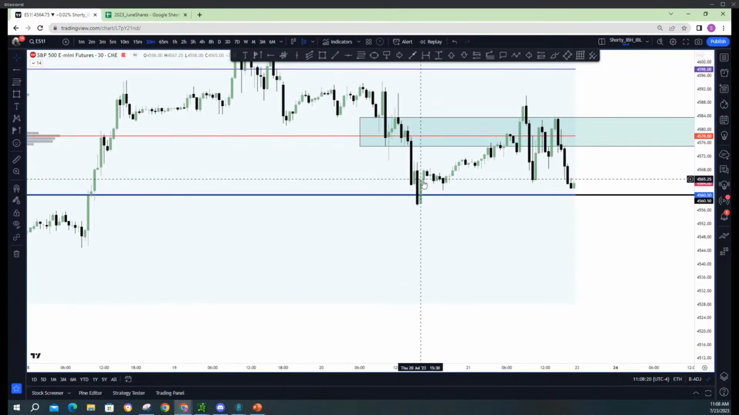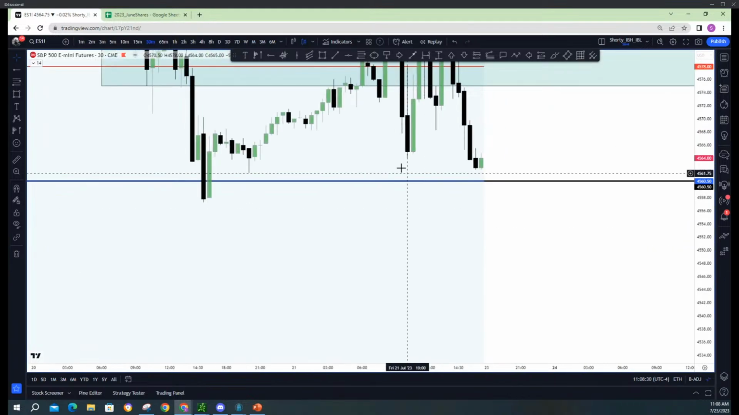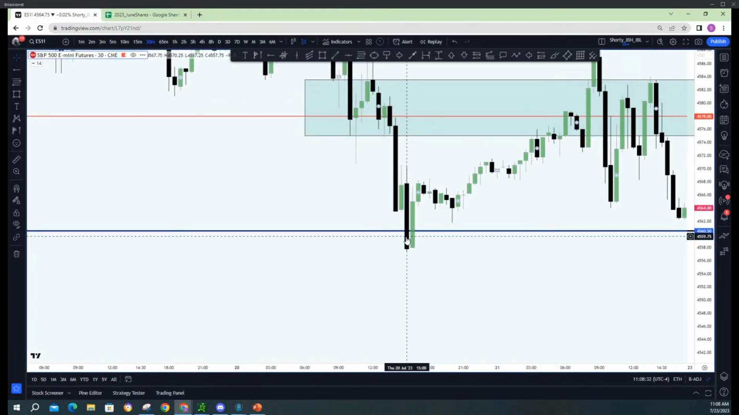They took it down. What happens then is they don't follow through immediately on the 30-minute. They try to bounce it up, and then they failed to make a higher high. You see the next candle here did not make a higher high. But then what happens is, how many people do you think went heavy short here?